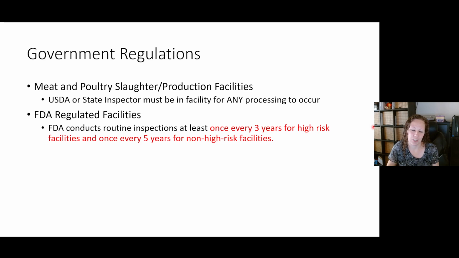FDA conducts routine inspections, and this is the actual regulation, at least once every 3 years for high-risk facilities and once every 5 years for non-high-risk facilities. So, yes, I would say there's a lot more FDA foods that are lower risk than meat and poultry operations, and we've gone into why those foods are higher risk. But the difference in inspection would be laughable if it wasn't so scary to me. So there's a lot less food inspection in other industries than there is in the meat industry.